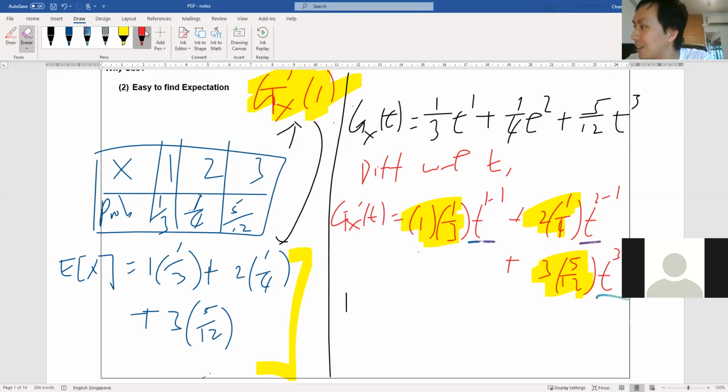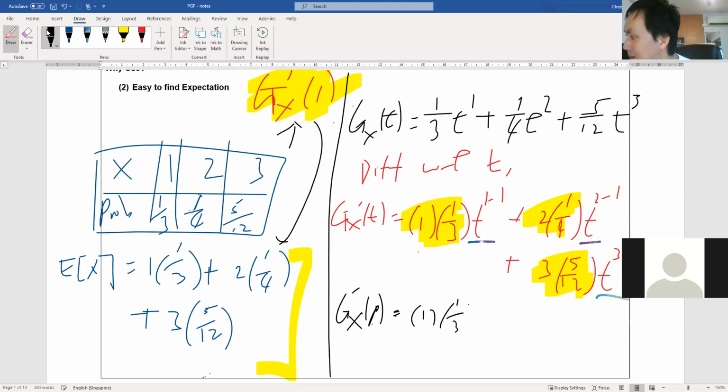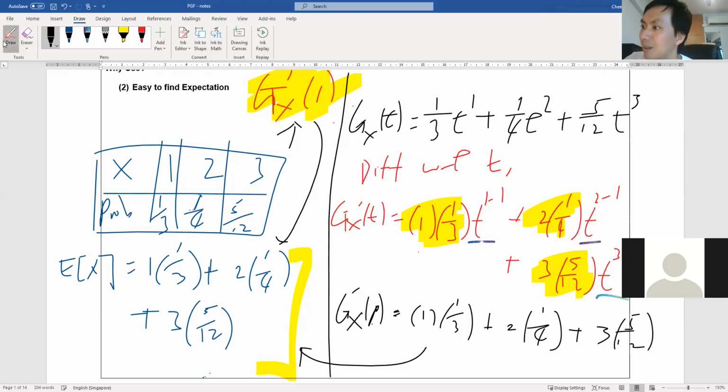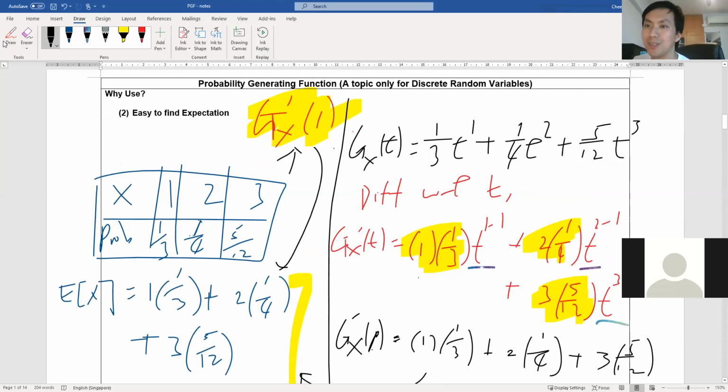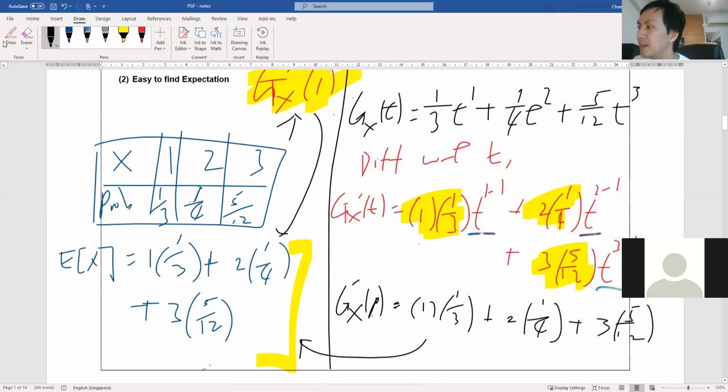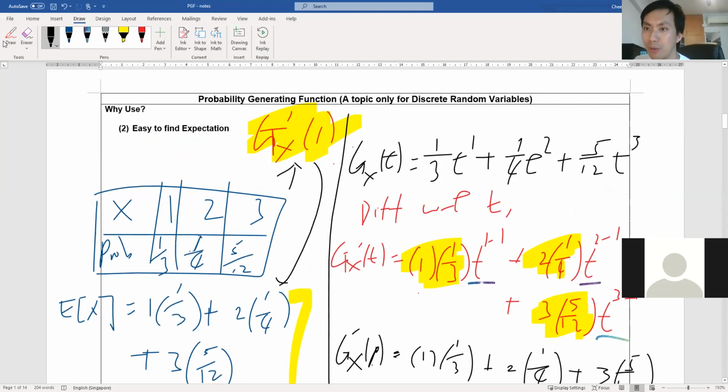Yeah, good, thank you. Okay, so if you let t be 1, the presence of t gets neutralized, and then what you have left is the expectation formula actually. So 1/3 plus 2 times 1/4 plus 3 times 5/12. And then that is the same as this thing here. Okay, understand? So at least you must be aware that this formula is legit. This expression here will be inside the formula sheet for you.